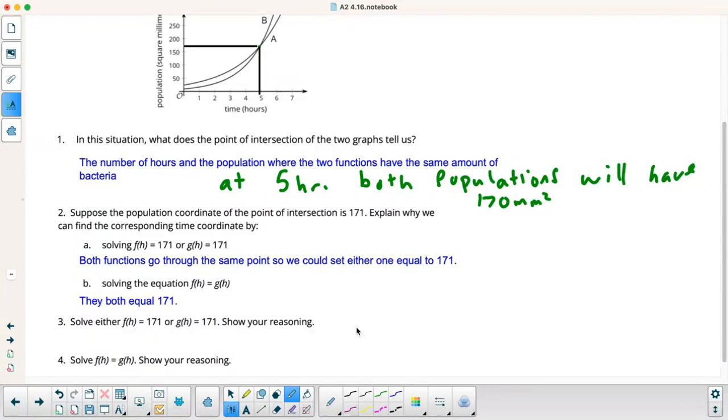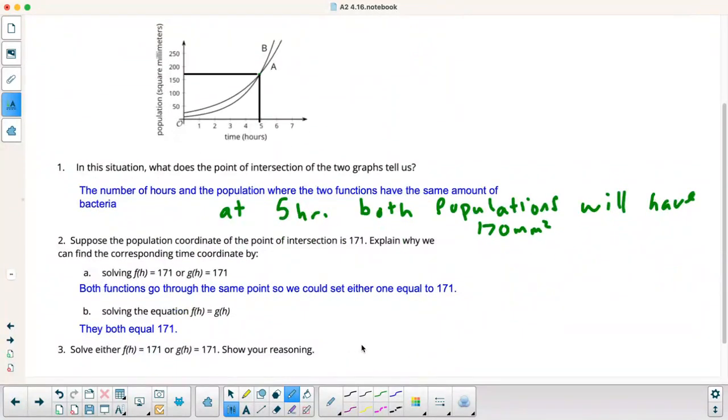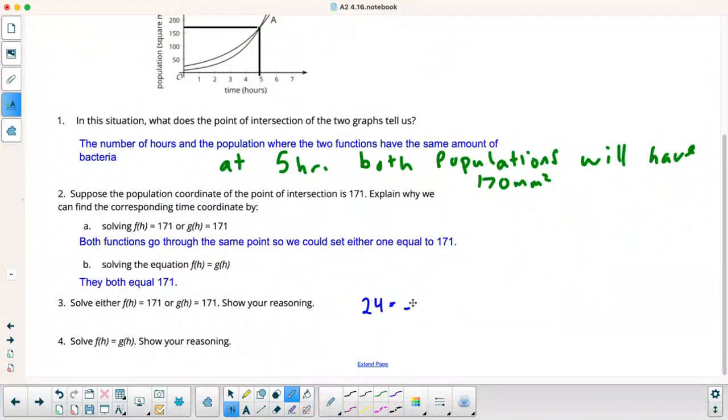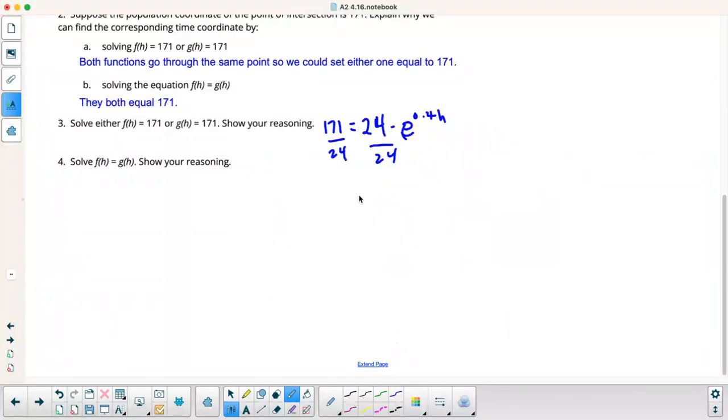Okay, so I'm going to come over here. F of h is 24 times e to the 0.4h equals 171. In order to solve this, we first divide by 24, because that will get rid of the multiplication. So my next line, 171 divided by 24, gives me 7.125 equals e to the 0.4h.